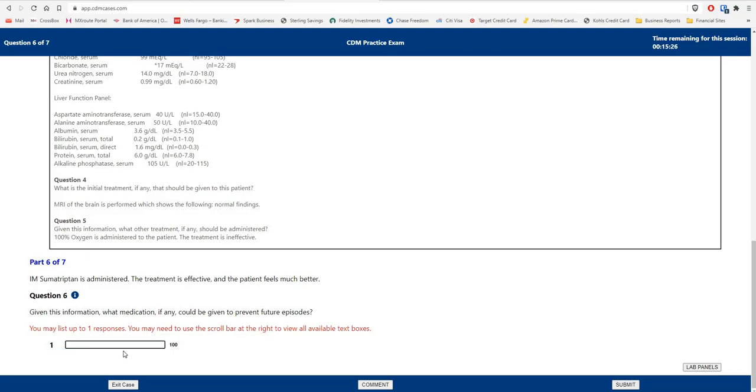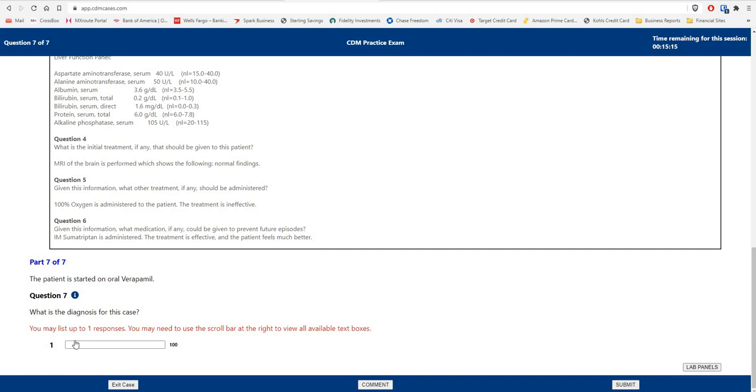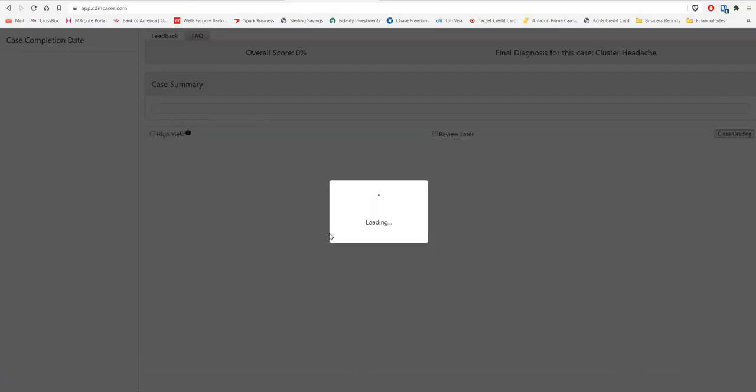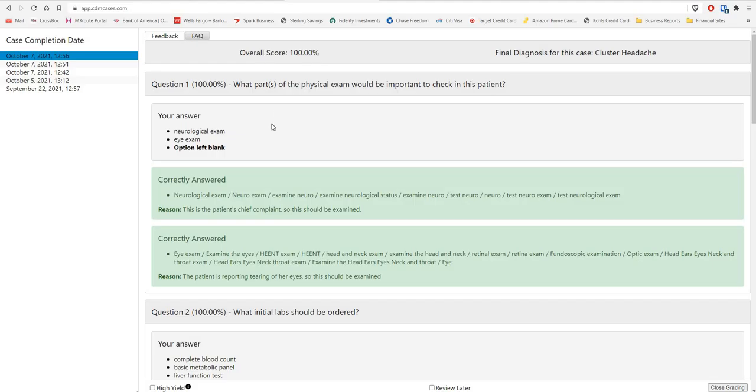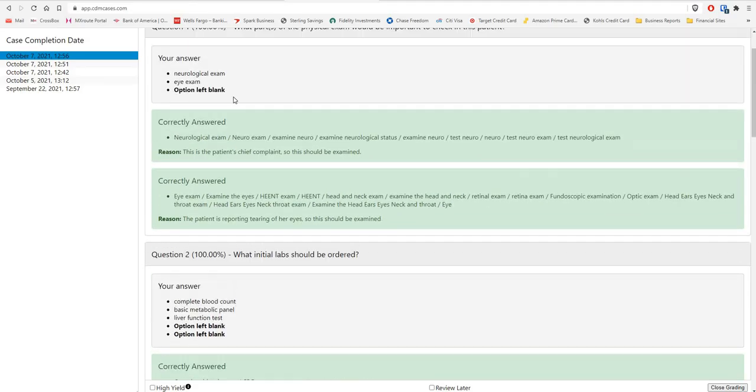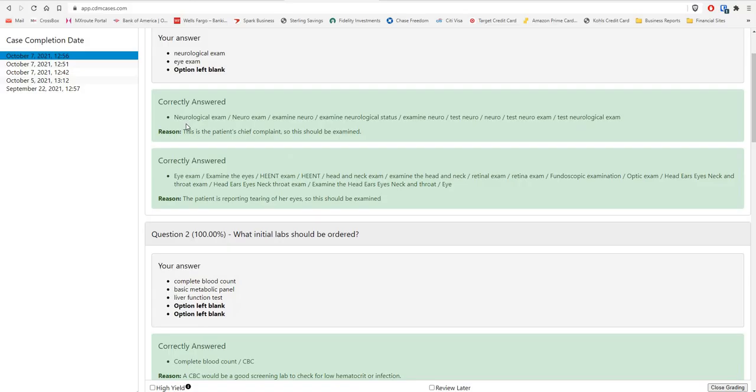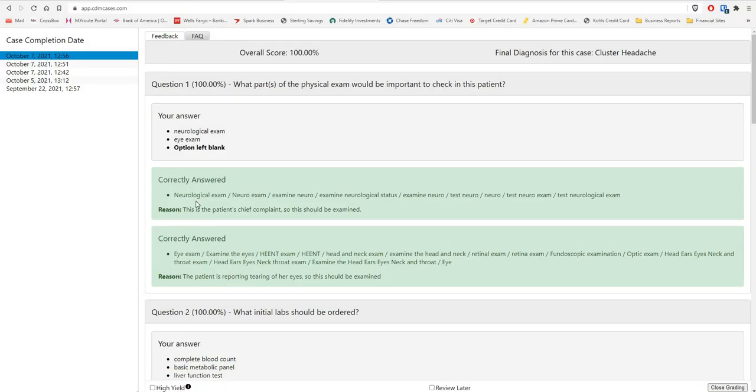Okay, what can you do to prevent future episodes? So verapamil by mouth. That can prevent cluster headaches. Calcium channel blocker. All right, next. Patient started on verapamil. What's the diagnosis? Cluster headaches. All right. Next, it'll grade it. And there you go. I got 100% because I've done it a million times. So, cheers and celebration. So we go, it grades it.